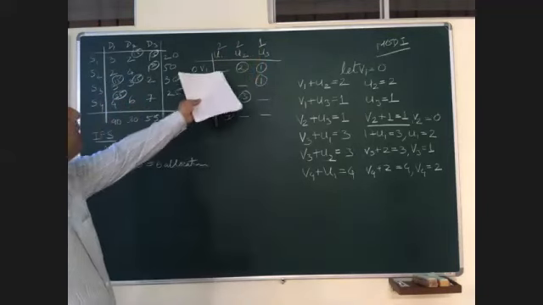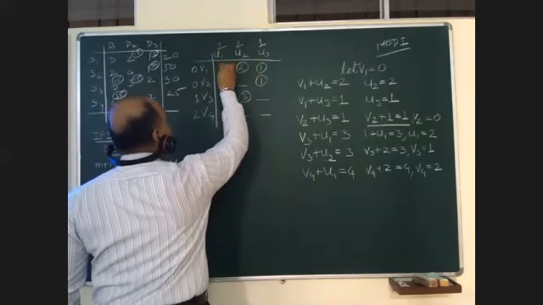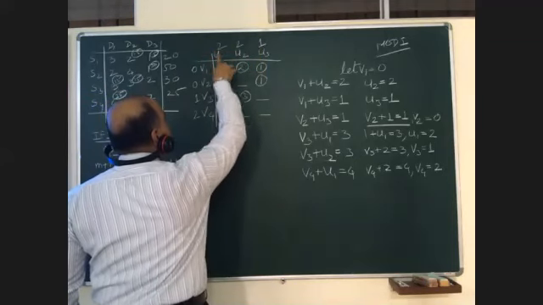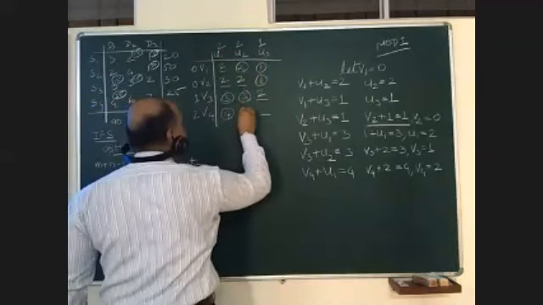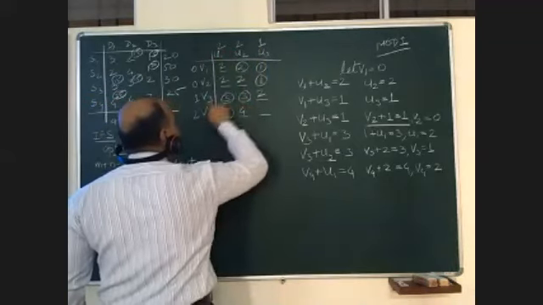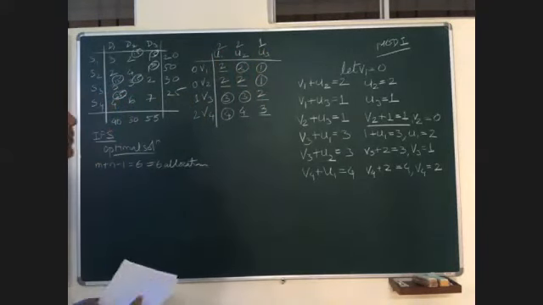Now what we will do is we'll try and fill the blank spaces. 0 plus 2, 2. 0 plus 2, 2 again. 1 plus 1, 2. 2 plus 2, 4. 2 plus 1, 3.